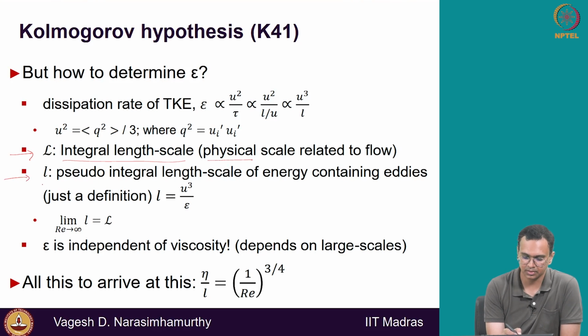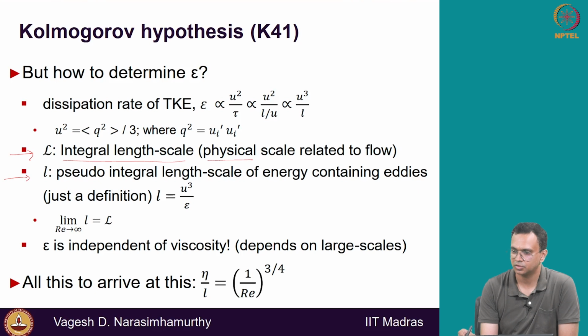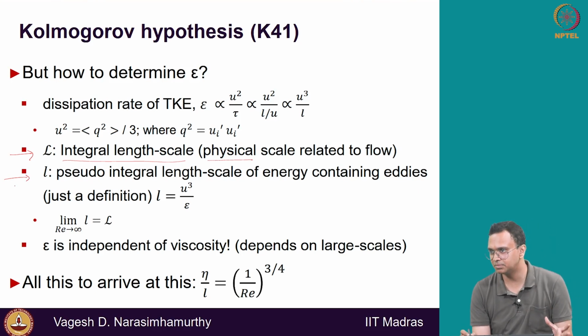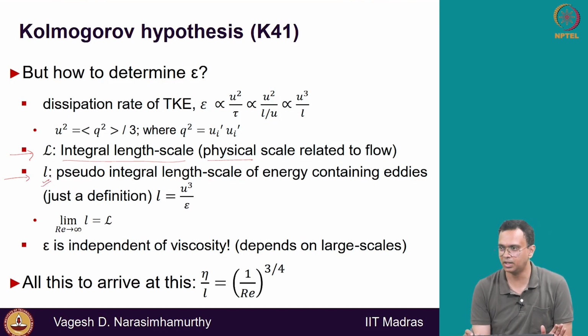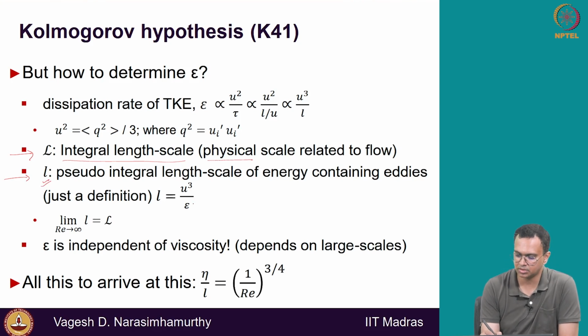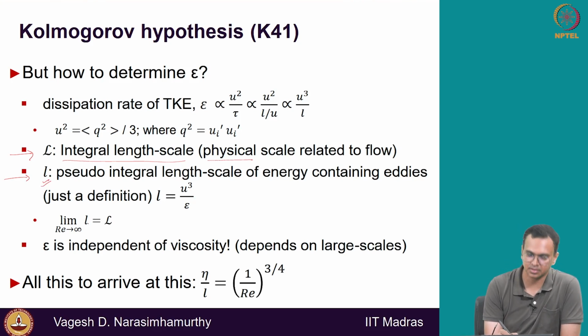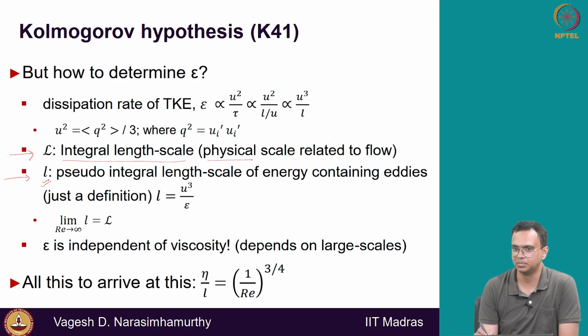It talks about this small l as the pseudo integral length scale of the energy containing eddy. So this eddy contains the maximum energy. There is an eddy whose length scale is this small l containing the maximum energy, okay, and that l you can obtain using U cube by epsilon, and this small l approaches the physical integral length scale in the limit of high Reynolds numbers. In the limit Re tends to infinity, l becomes capital L, okay.